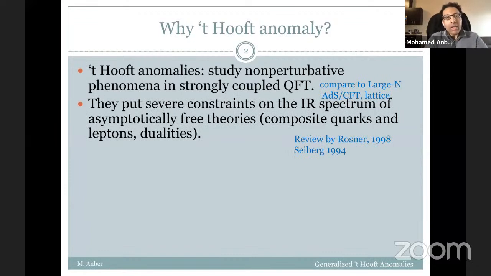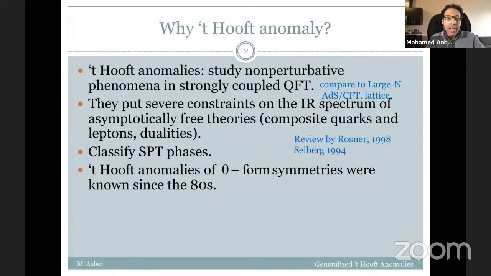So 't Hooft anomalies put severe constraints on the infrared spectrum of asymptotically-free gauge theories. And in the past and currently still, they are being used to put constraints on and study composite quarks and leptons, and also to study dualities. This includes the Seiberg dualities. And recently, they have been used to classify the symmetry-protected topological phases of matter.